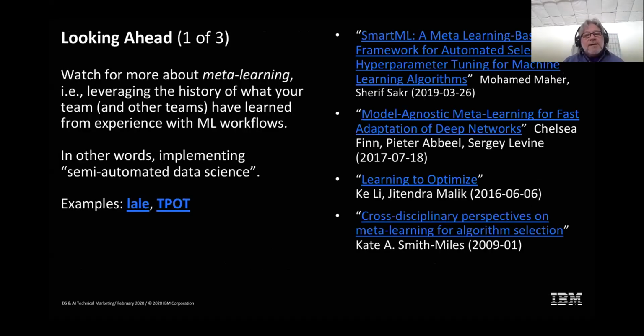Looking ahead, I want to point again to this concept of meta learning, somewhat of an umbrella, but it really does encompass the entire end-to-end workflow. And how can we leverage what we learn over time, especially within the context of teams and organizations. This dovetails with notions of knowledge graphs, if you will. There are some great papers that describe this: definitely the SmartML paper, Model-Agnostic Meta-Learning, the Li and Malik paper Learning to Optimize, etc. And we'll look at an example from Lale. There's also TPOT, which does some interesting meta learning.